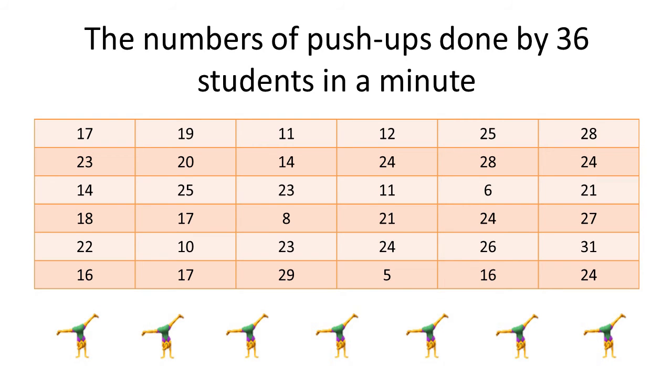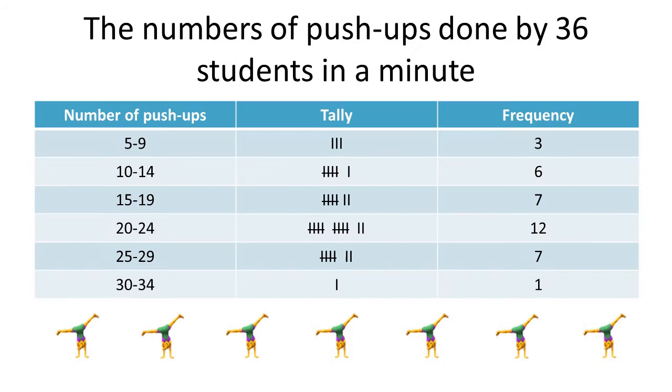In this example, the PE teacher wants to know how many push-ups her students can do. As the smallest number is 5 and the largest number is 31, the range is wide. To avoid dealing with a very long table, we need to divide the data into groups: 5 to 9, 10 to 14, 15 to 19, 20 to 24, 25 to 29, and 30 to 34 when constructing the frequency distribution table.